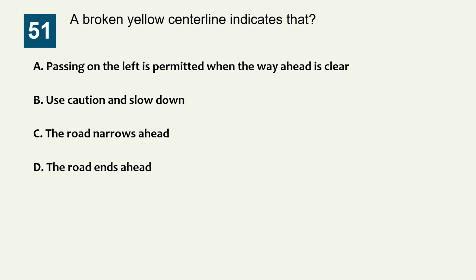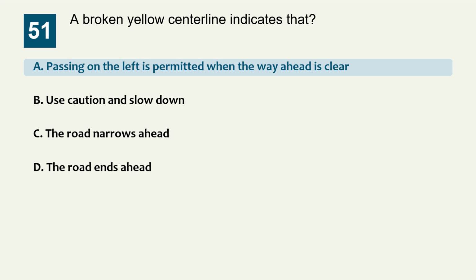Question 51. A broken yellow center line indicates that: option A, passing on the left is permitted when the way ahead is clear. Option B, use caution and slow down. Option C, the road narrows ahead. Option D, the road ends ahead.